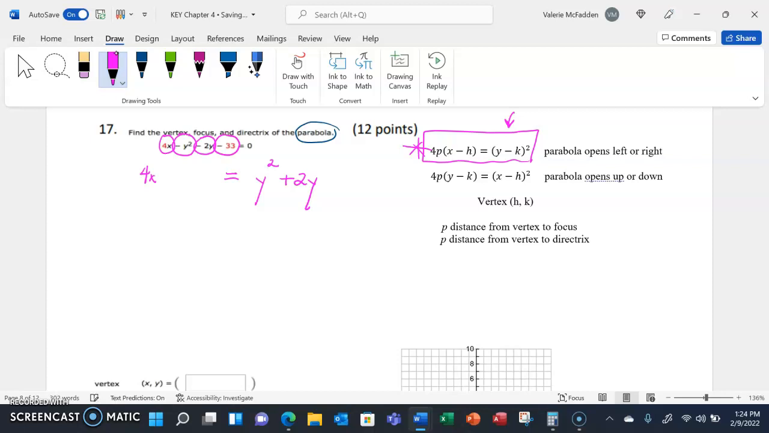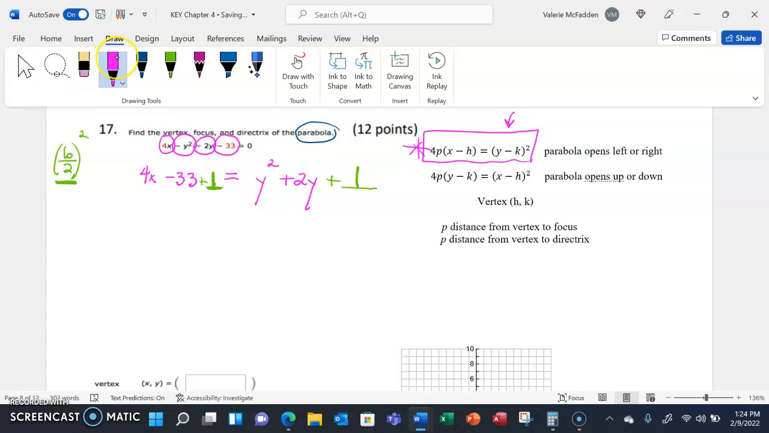And my negative 33, I'm going to leave on this side, on the left side where it's at. Okay, this is going to require a little bit of completing the square. Remember the plus a blank? And what we add to one side, we have to add to the other side. So to fill the blank, I always tell my kids, you're going to take half of b and square it. So b is 2, half of 2 is 1, 1 squared is 1. So we add 1 to both sides.